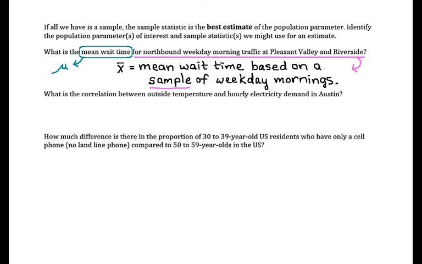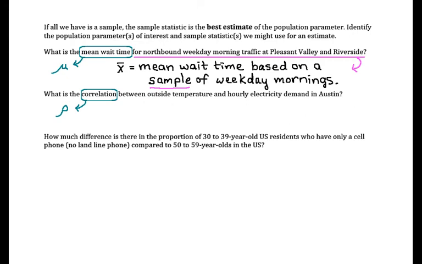So next we have the question, what is the correlation between outside temperature and hourly electricity demand in Austin? We see correlation here, and that's our clue about what parameter we want to use. The parameter we use to measure correlation of a population is rho, the Greek letter rho. Remember, this is the one that looks kind of like a P, but without the serifs and with the tail maybe swinging a little bit to the left just to make it stand out from that P a little bit more.